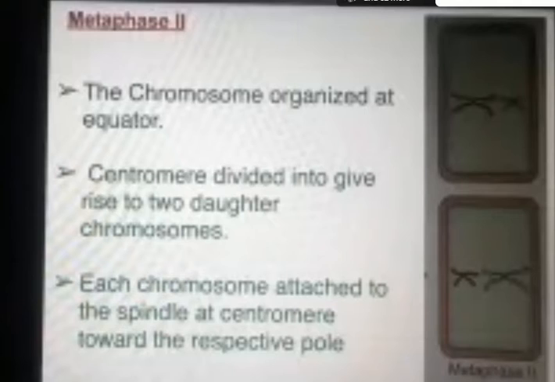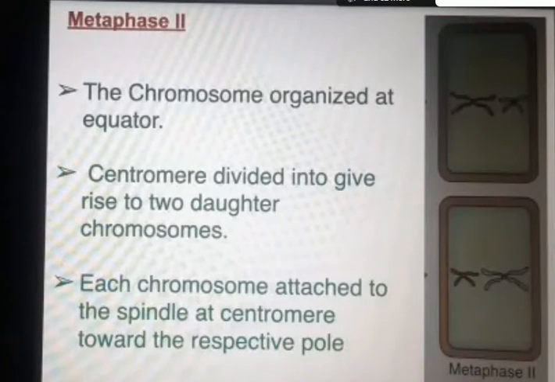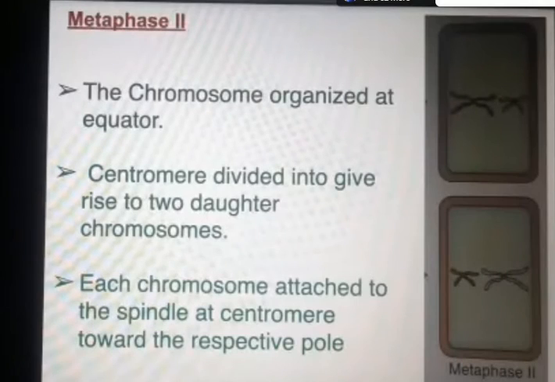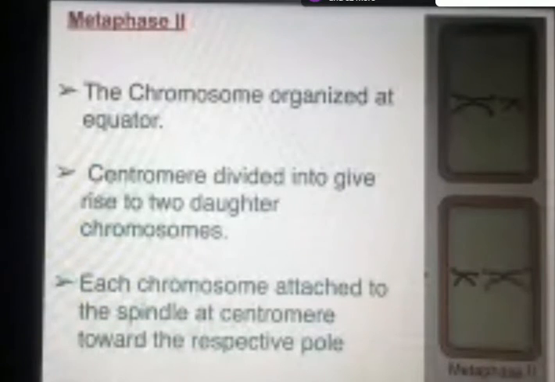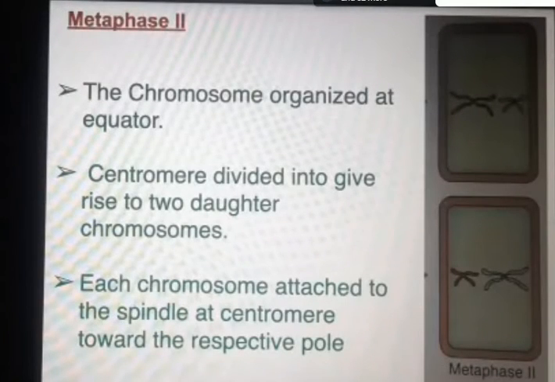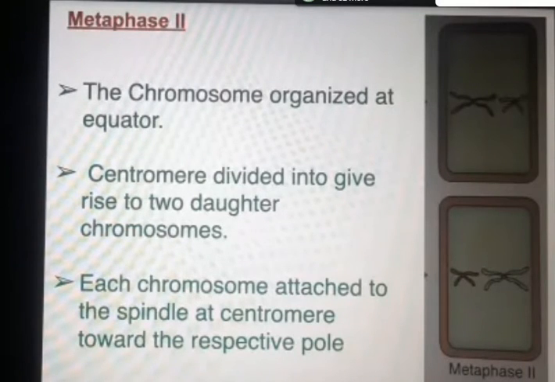Then each chromosome is attached to the spindle at the centromeric region towards their respective pole. Actually, they were attached to the centromeric region. They are not attached to the centromere. They were attached to the kinetochores. Two different protein bodies were present on either side of the sister chromatids, that I have also discussed when we were discussing mitosis.